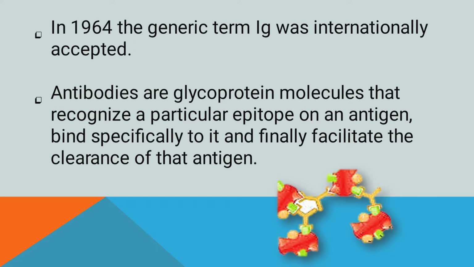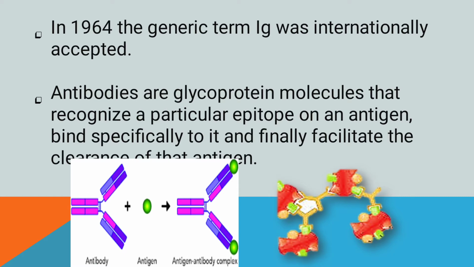In 1964, the generic term Ig was internationally accepted for antibodies. Antibodies are glycoprotein molecules that recognize a particular epitope on an antigen. Usually an antigen will have on its surface, as you can see in the figure, some projections which are nothing but the epitopes. With that epitope only it will bind to a particular antibody specifically, and finally it will facilitate the clearance of that antigen.